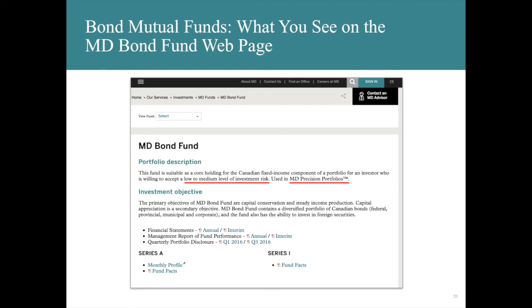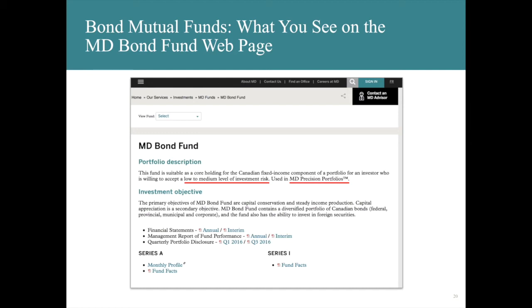Now, I've mentioned primarily Canadian, but I do need to clarify that MD Bond, and we'll talk about the details of that later, also has what we refer to as an opportunistic sleeve. What that means is that we have some investments that are outside of Canada. We have some investments that may not be in the top highest quality of fixed income. We have what we call higher yield investments as well.